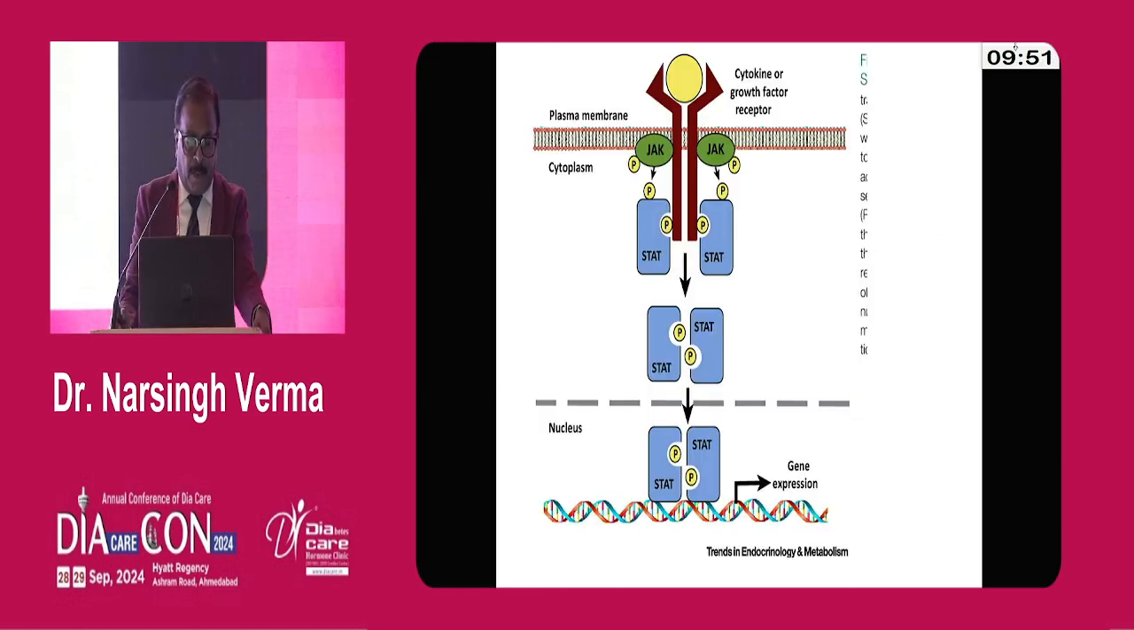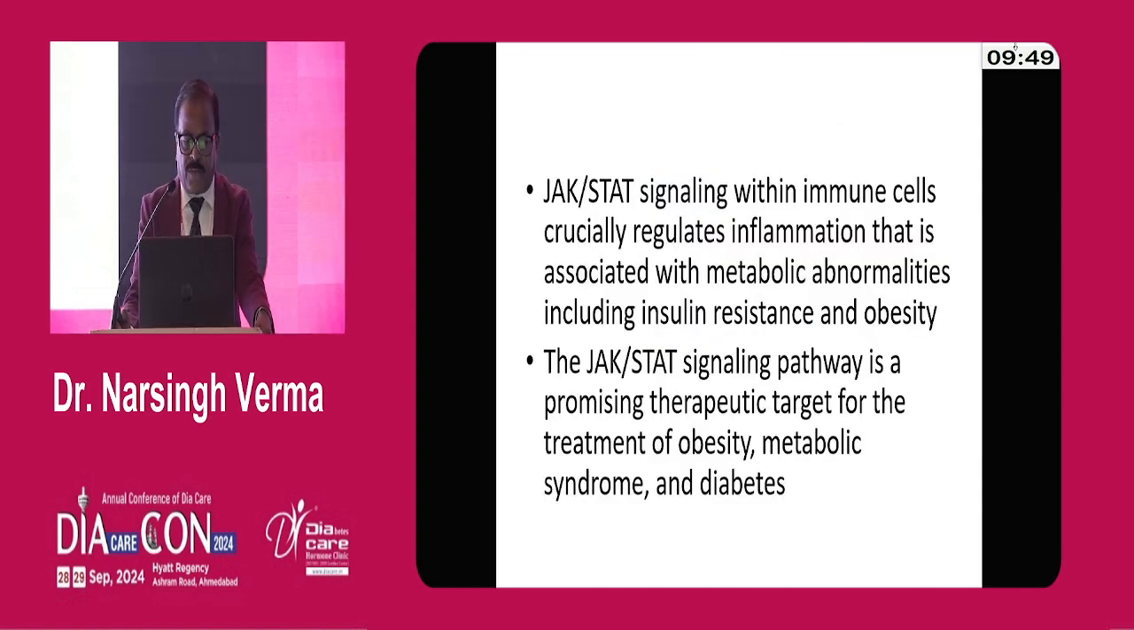So this is a particular pathway. I'm not going into detail because of the paucity of time. The JAK-STAT signaling within immune cells crucially regulates inflammation that is associated with metabolic abnormalities, including insulin resistance and obesity. So this pathway is also important, and that is why various other molecules are being developed which can affect this particular pathway. The JAK-STAT signaling pathway is a promising therapeutic target for the treatment of obesity, metabolic syndrome, and diabetes, which you have seen in the previous lecture.